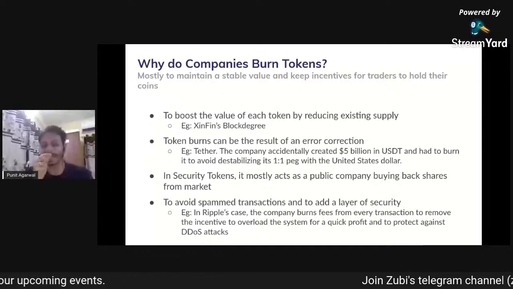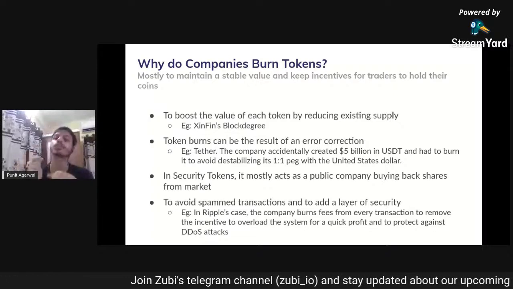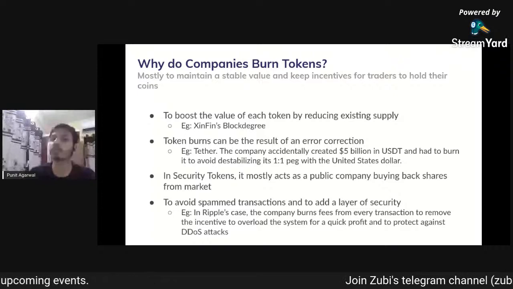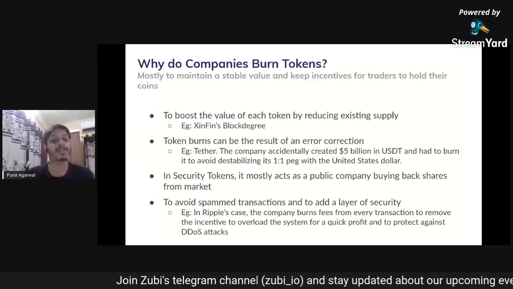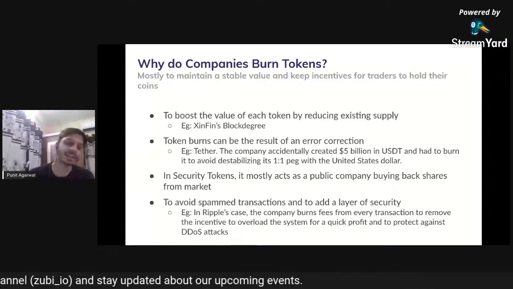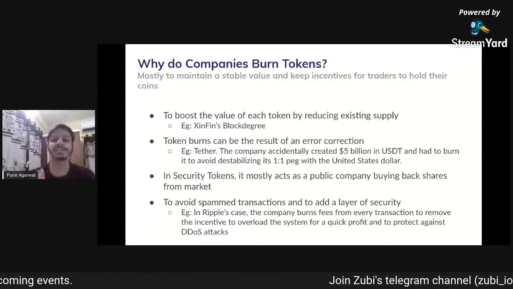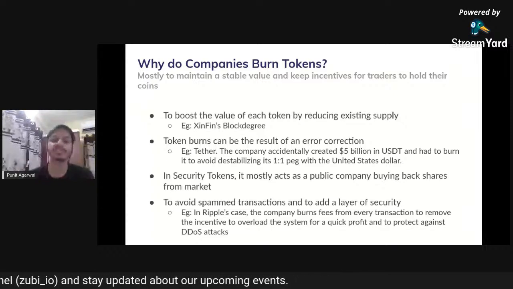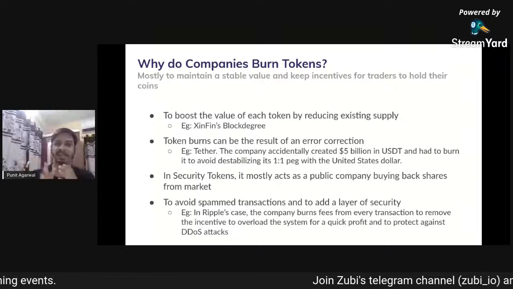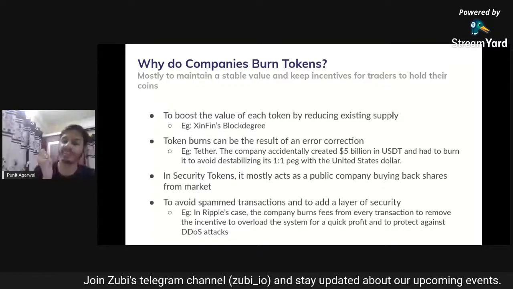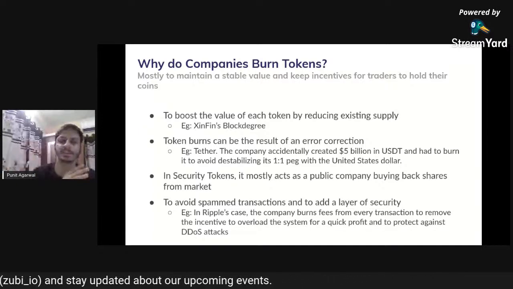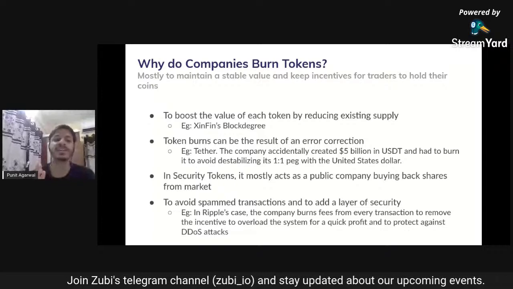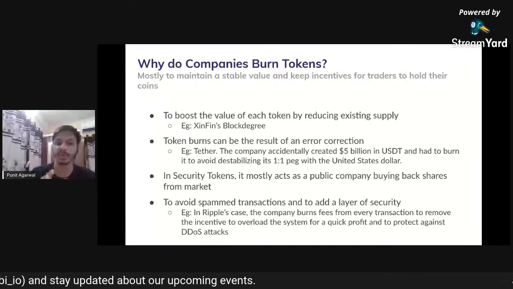Also, burning of cryptocurrencies or tokens is used to avoid spam transactions and to add a layer of security. Now this sounds really interesting. How, by burning tokens, can we reduce spam transactions and also add a layer of security? This was done in Ripple, where the company burns fees from every transaction to remove the incentive to overload the system. With every transaction, the system gets overloaded, and if you burn the fees from it, there's no incentive to overload the entire network for a quick profit.